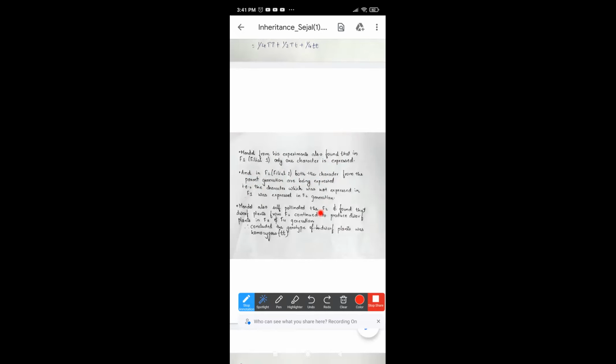Mendel also self-crossed the F2 dwarf plants, and found that the dwarf plants from the F2 generation continue to produce dwarf plants only. He concluded that the genotype of the dwarf plant was homozygous. It was homozygous for dwarf.